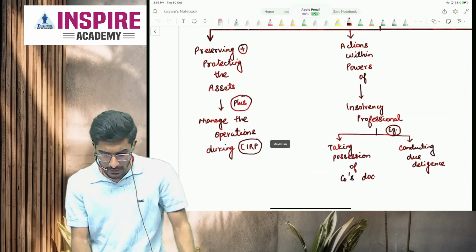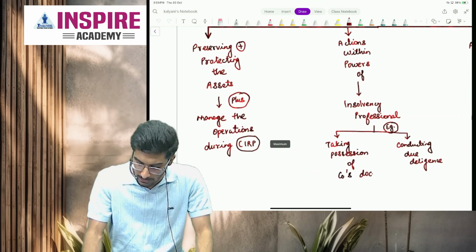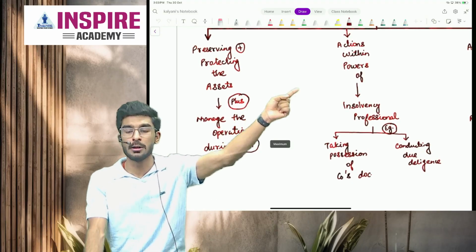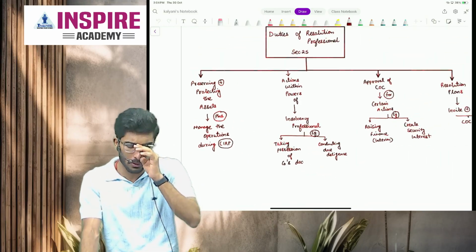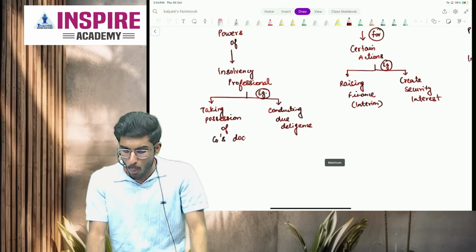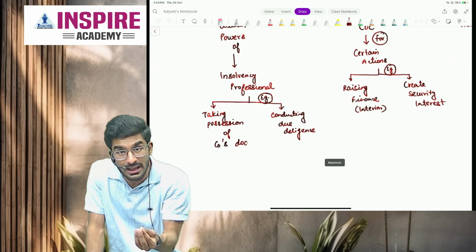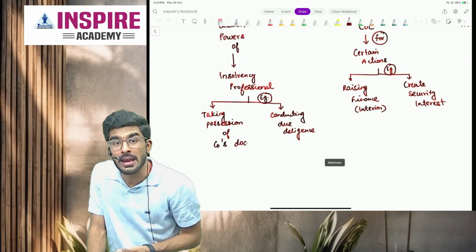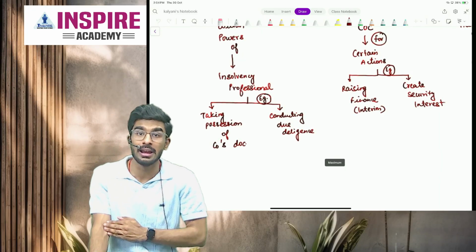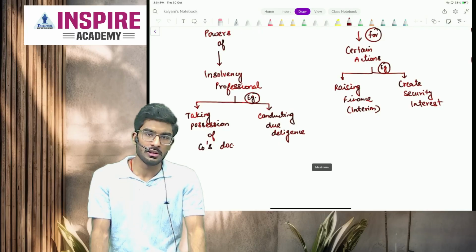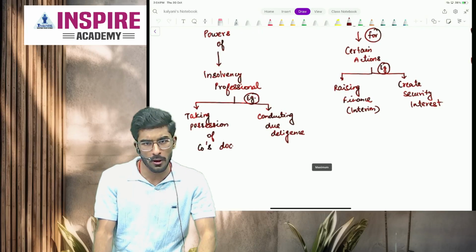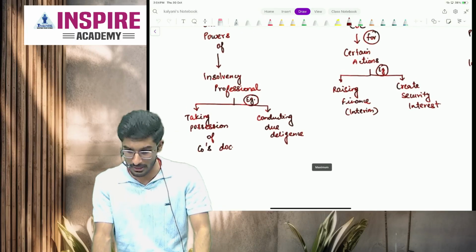Number 1 is preserving and protecting the assets plus managing the operations of the corporate debtor during the CIRP. Yes or no, people? Perfect. Then whatever actions are within the ambit of the RP, he has to take that action, like getting hold of books of accounts, conducting due diligence, or taking possession of any property of the CD. CD means corporate debtor. Okay.